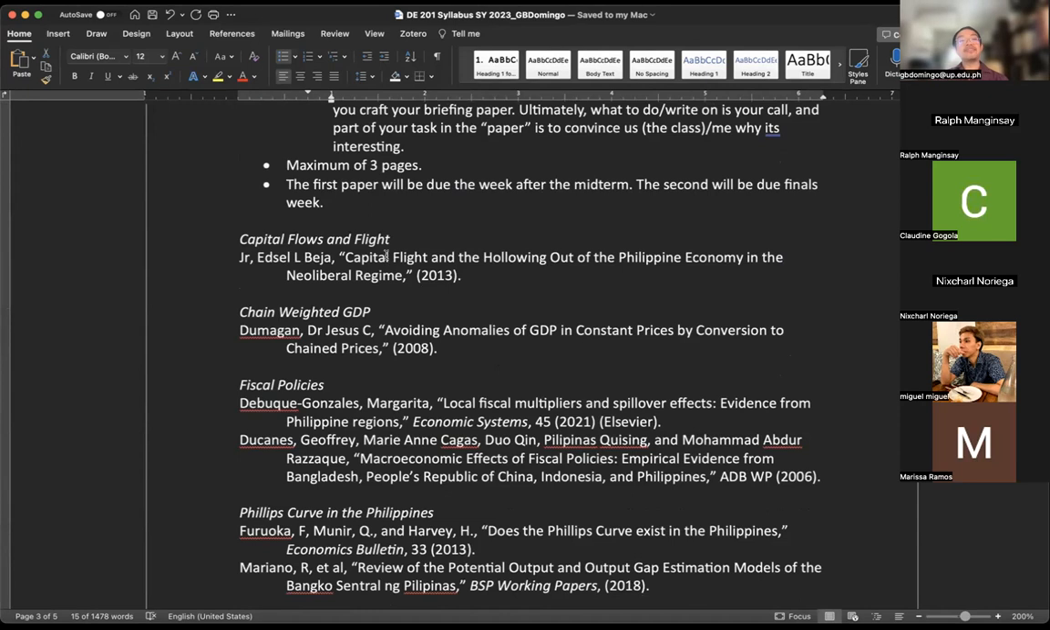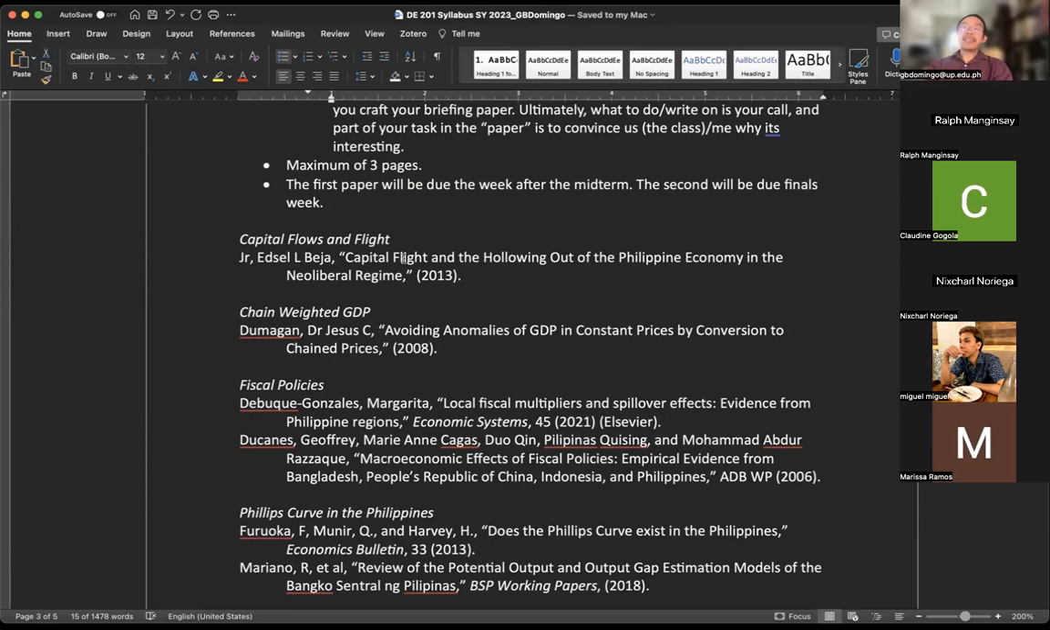Capital flows and flight. So a little backstory about myself. Ito yung undergraduate paper ko. I did capital flight. Ed Silbeja, naging teacher ko rin siya. He was a new teacher when I was there. Ateneo siya. Nag-graduate ako ng Ateneo. Ito yung aking dissertation, capital flight.